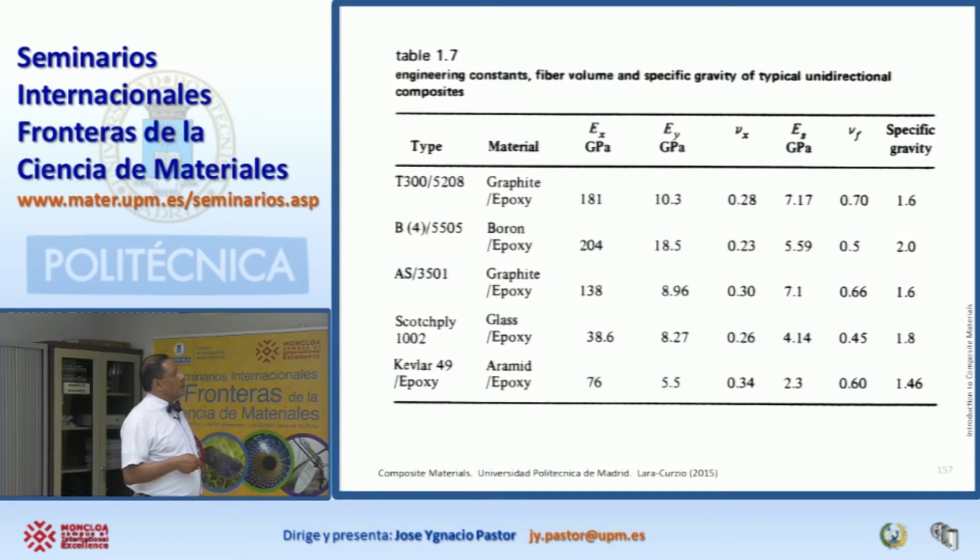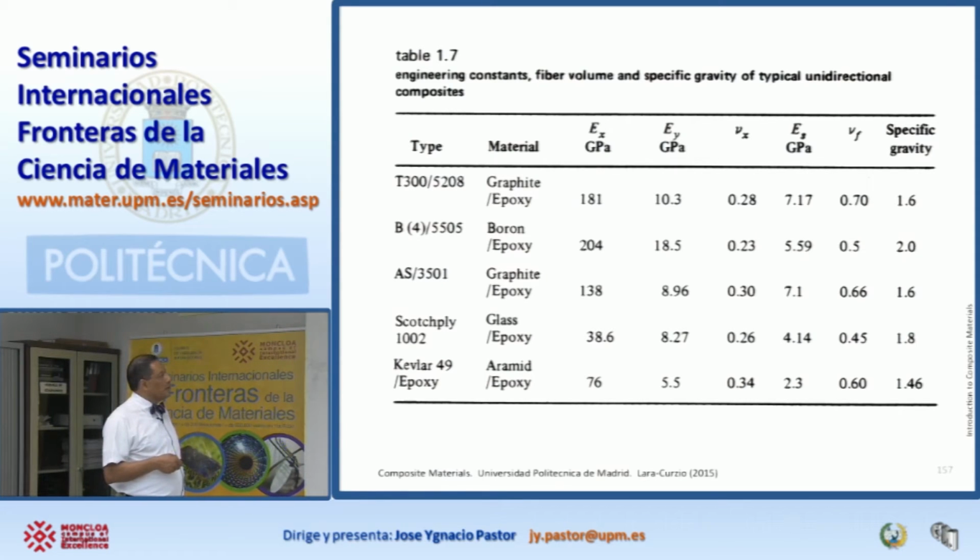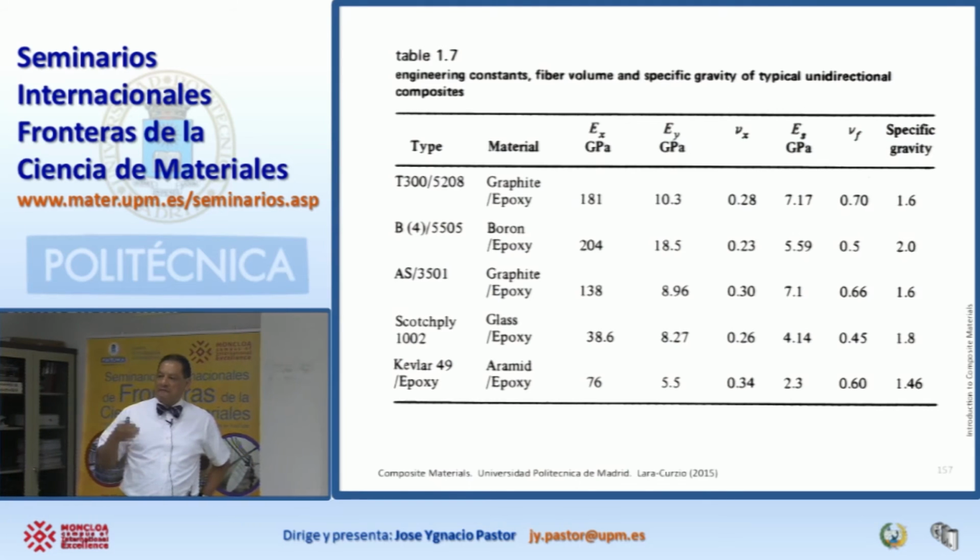Now compare these two values. So in the direction of the fibers, the modulus is 181 GPa. In the direction perpendicular to the fibers, the modulus is 10.3. That is a lot of anisotropy. These materials are very, very anisotropic, okay?